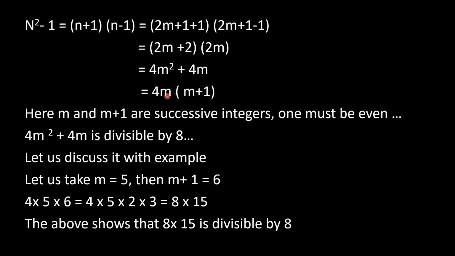That is, if m is odd, m plus 1 is even. If m is even, m plus 1 is odd. From these both, one is odd, one is even. From that one even number, we can take 2 out. When we take 2 out, that 2 will be multiplied by 4, we will get 8. That time this number is divisible by 8.